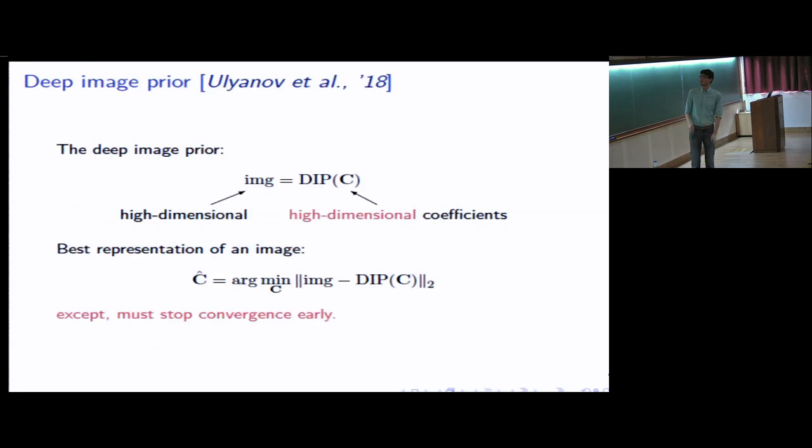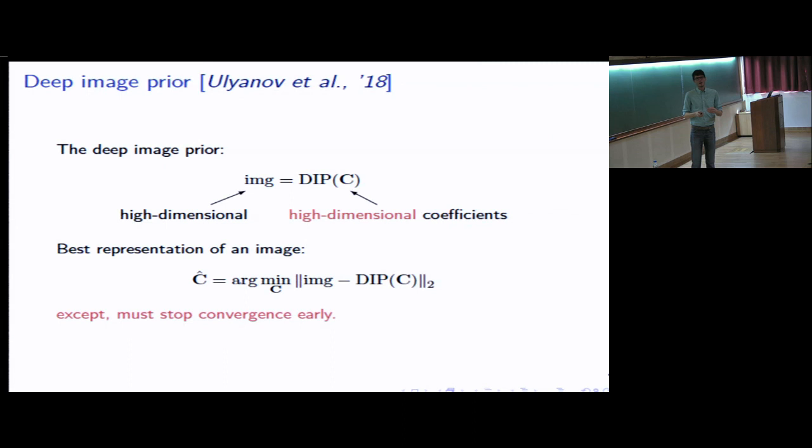Right? Okay, so now I want to change gears a little bit and talk about another method that's out there that's somewhat similar to the deep decoder, and it's something which I mentioned before, and it's called the deep image prior. Right?